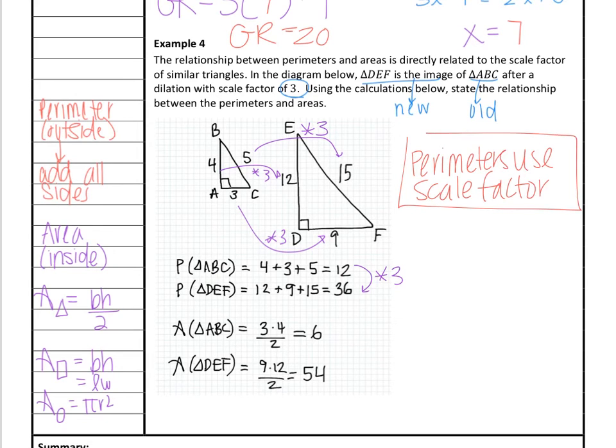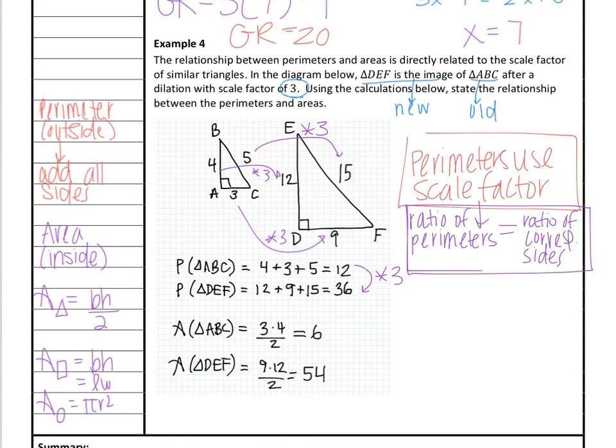Not only do they use the scale factor, but we can also say that, let's stick in there, ratio of perimeters, sorry. Ratio of perimeters equals the ratio of corresponding sides. So because the corresponding sides have a ratio that's the same as the scale factor, the ratio of perimeters is also the same. Now let's take a look at the areas.